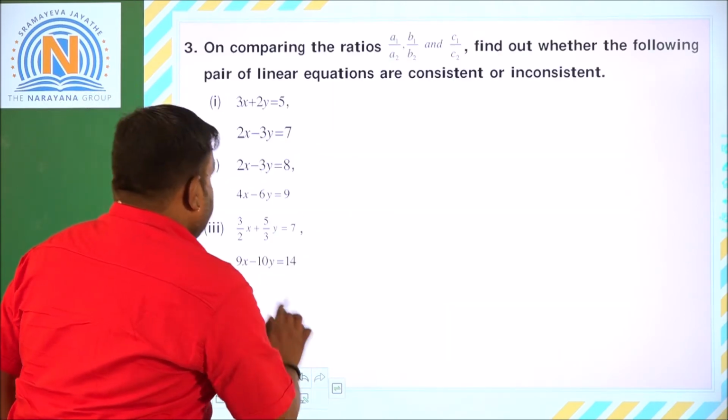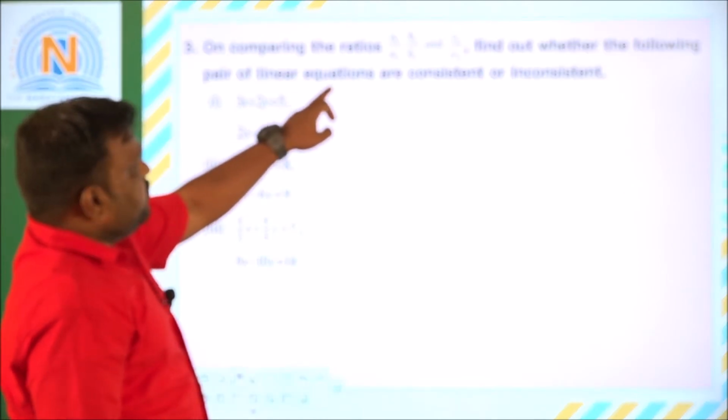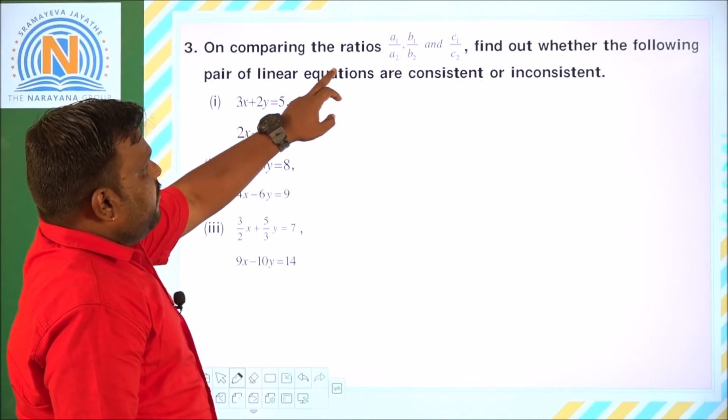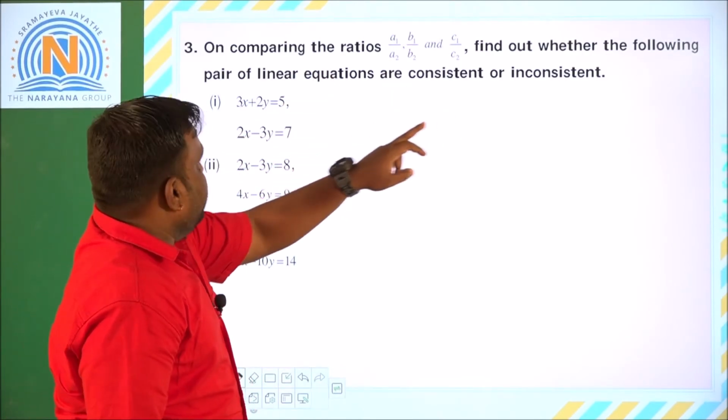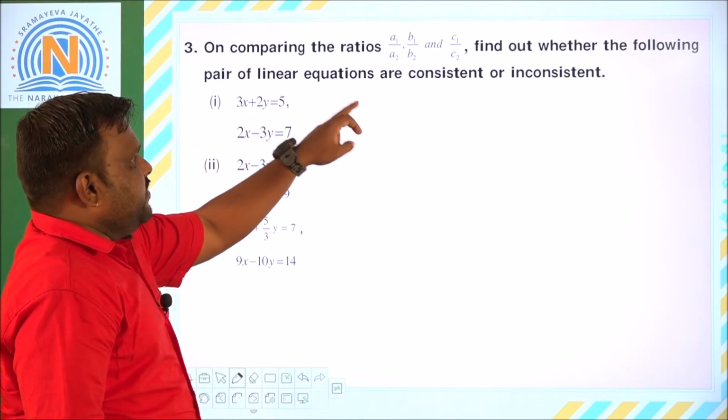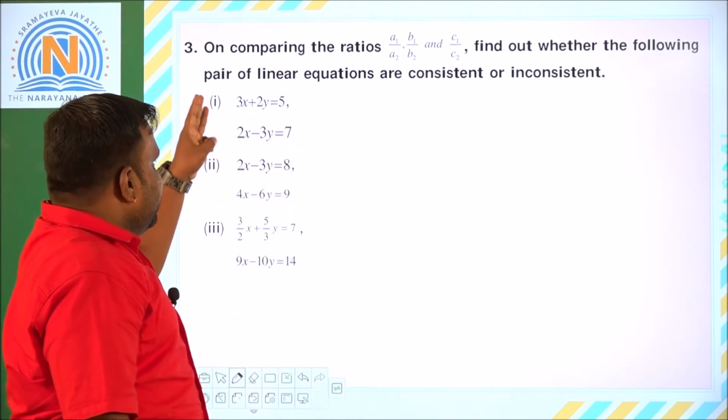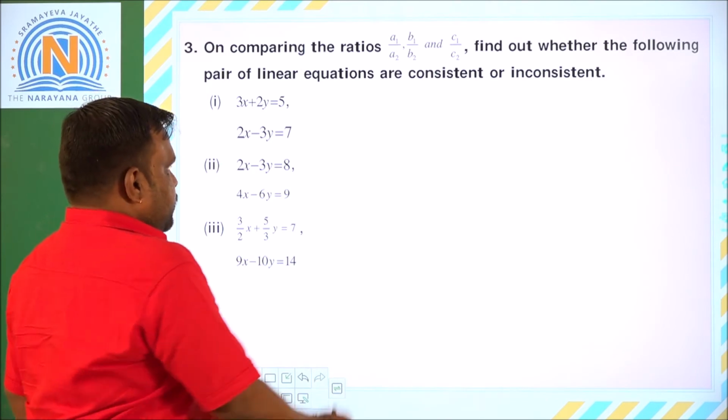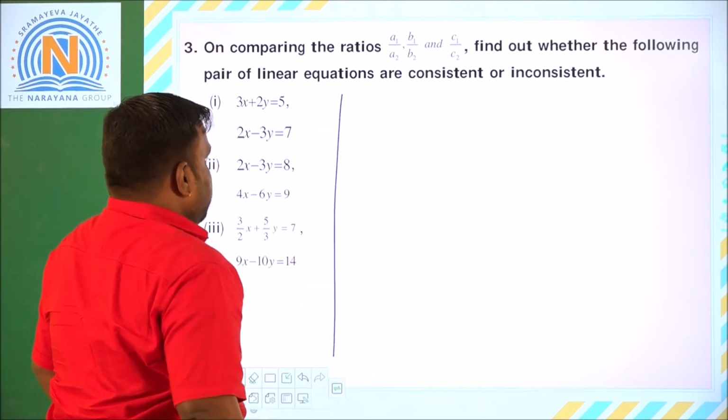Now coming to the next question. On comparing the ratios, that is a1 by a2, b1 by b2 and c1 by c2, find out whether the following pair of linear equations are consistent or inconsistent. Here three questions are given for us. Now let us come to the solution for this one.